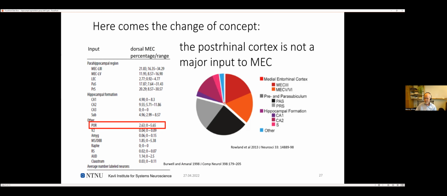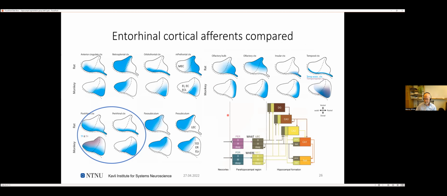This is another study from Dave Rowland. You see, this is an input to the medial entorhinal cortex, dorsal medial entorhinal cortex, lots of intrinsic, parasubiculum, and postrhinal cortex doesn't even fit. I mean, it's other. So somewhere over here is postrhinal. So this whole idea of postrhinal being a main input here is based on a wrong interpretation of data.